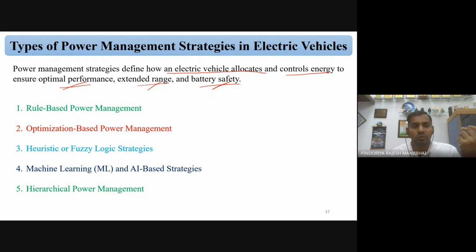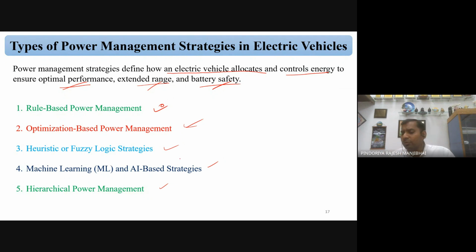In total there are 5 strategies. First one is rule-based power management. We will make the rules, and based on the rules, we can implement our strategy. Second one, optimization-based management. So we can use the optimization. Third, fuzzy logic, heuristic, otherwise the fuzzy logic strategy. Fourth one is machine learning and AI based. And fifth one is hierarchical power management.